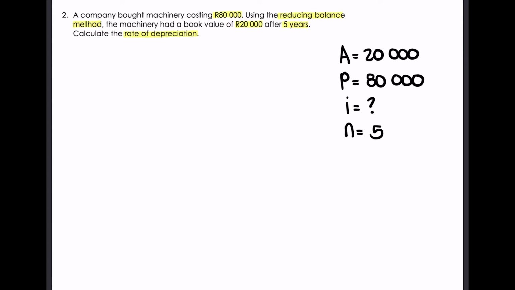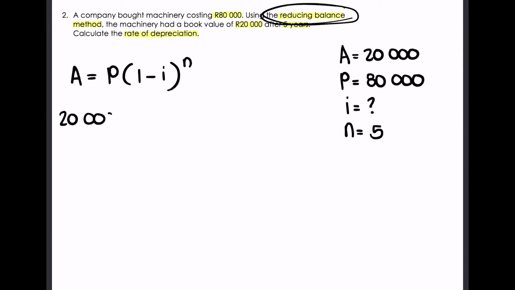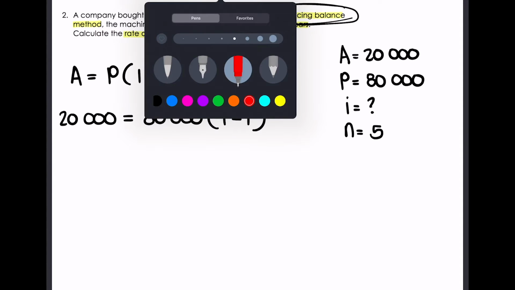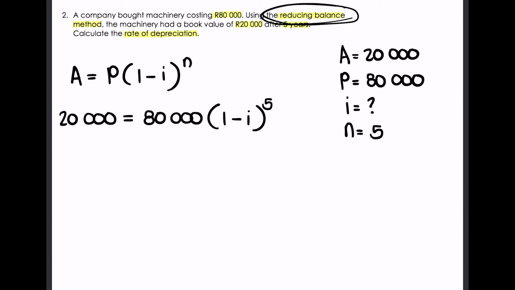All right, so we're going to use our depreciation formula, reducing balance. It says that it's the reducing balance there. So that means that A is equal to P into (1 - i) raised to the power of n. So the end amount is 20,000. They bought it at 80,000. 1 - i is what I'm trying to calculate, raised to the power of n. n is 5 years.